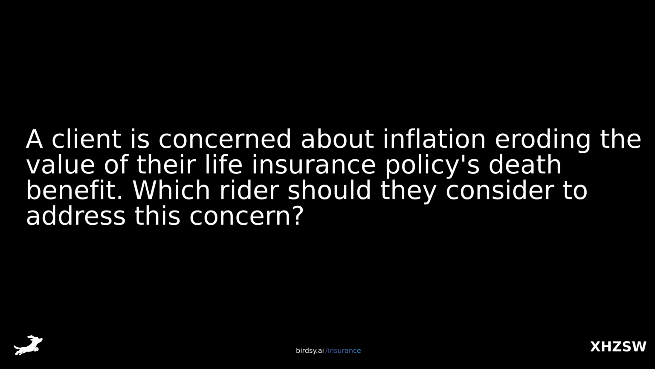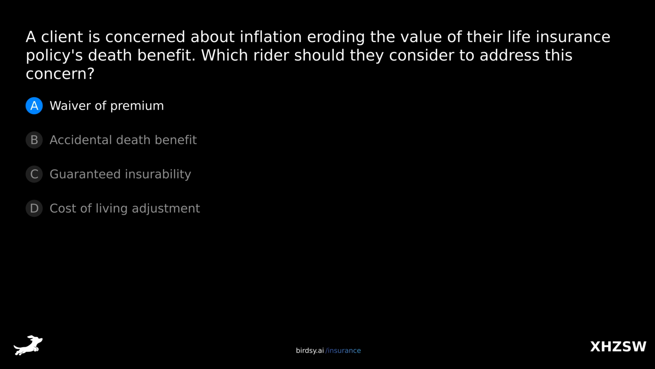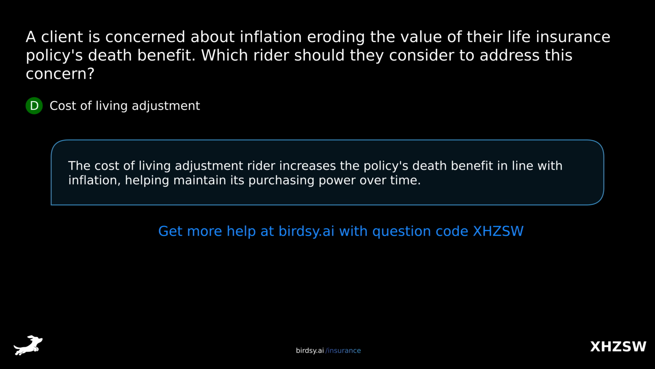A client is concerned about inflation eroding the value of their life insurance policy's death benefit. Which rider should they consider to address this concern? Is it A. waiver of premium, B. accidental death benefit, C. guaranteed insurability, or D. cost of living adjustment? The answer is D. Cost of living adjustment. The cost of living adjustment rider increases the policy's death benefit in line with inflation, helping maintain its purchasing power over time.